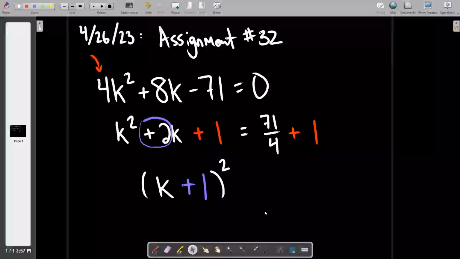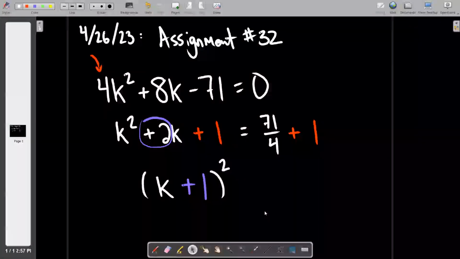This is where the new part starts, because this hasn't happened to us yet with completing the square. What's the problem with the right-hand side? One's a fraction and one's not. And so we've been down this road before, and we know the solution to that dilemma is to turn the one that's not into a fraction.